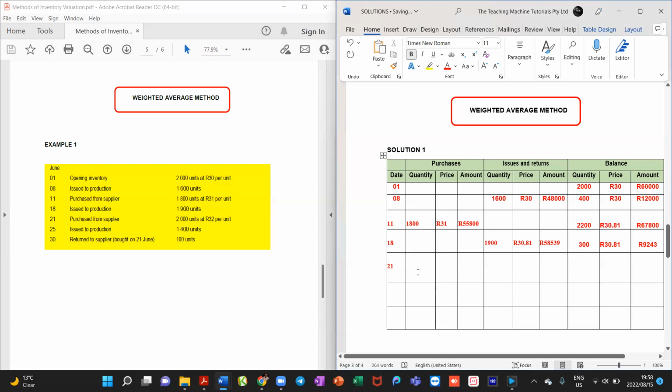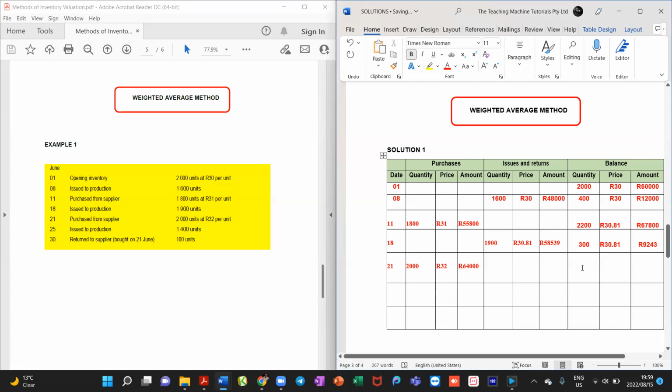On the 21st, it says purchased from supplier. How many units? 2,000 units were purchased from the supplier, and the price there is 32 rands. How much, Ketiwe? 2,000 times 32? 64,000. Perfect.